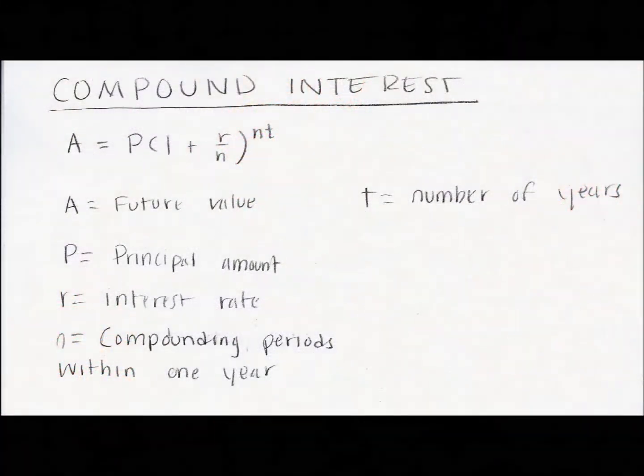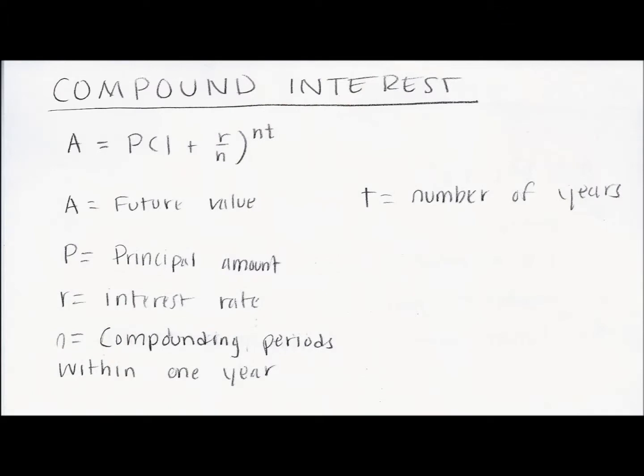In the following formula, A represents the future value, P represents the principal amount, R represents the annual rate, N represents the amount of compounding periods within 1 year, and T represents the number of years.